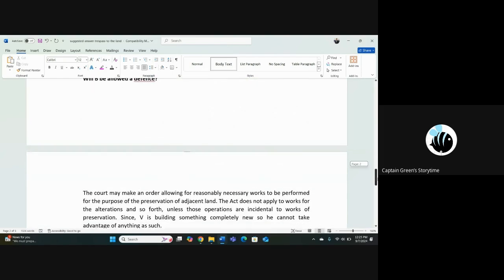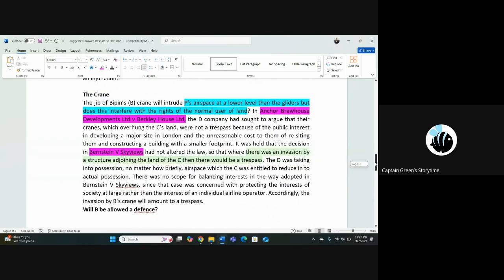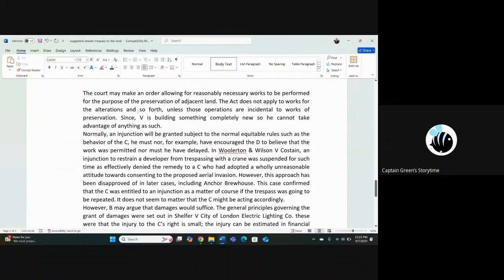Now, coming to any defense, will B be allowed a defense, like Bipin can raise a defense or not? Let us study that. The court may make an order allowing for reasonable access to work to be performed for the purpose of preservation of adjacent land. The act does not apply to work for the alteration and so forth, since B is building something completely new, so he cannot take advantage of anything as such. Normally, an injunction will be granted subject to the normal equitable rules, such as the behavior of C. He must not, for example, have encouraged the D to believe that work has been permitted, nor have delayed.